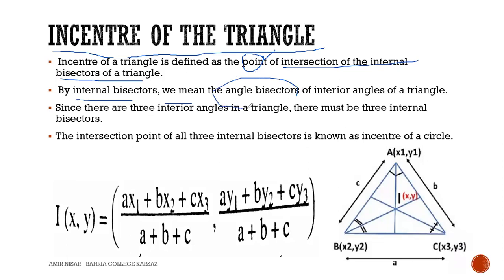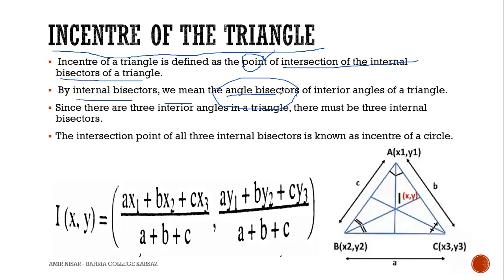Students, we have two types of bisector, side bisector and angle bisector. The meaning of side bisector is the line that divides a side into two equal parts is called side bisector. The meaning of an angle bisector is the line which divides an angle into two equal parts is called angle bisector. So angle bisector is such line that divides the angle into two equal parts.